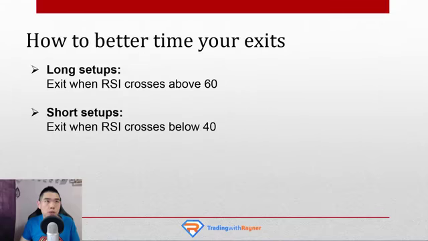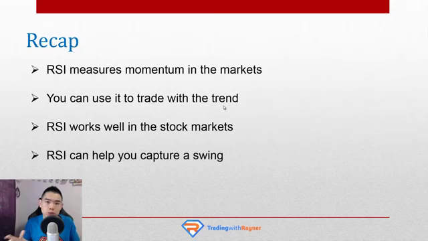So with that said, let's do a quick recap of what we have talked about today. Number one, RSI measures momentum in the markets. Number two, you can use it to trade with the trend, using above 50 for buying opportunities and below 50 for selling opportunities. Number three, RSI works well in the stock markets to help you time your entries on a pullback. And finally, RSI can help you capture a swing in the markets.